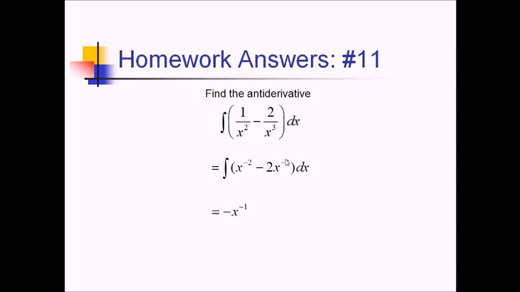Over here, I'm bumping this up to a negative 2. Dividing by negative 2, that cancels this out, so we just have plus x to the negative 2. And don't forget your plus constant.